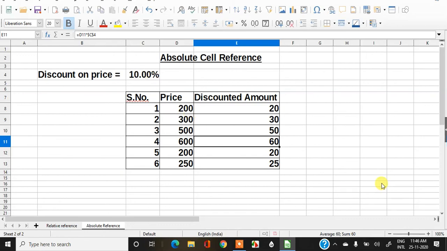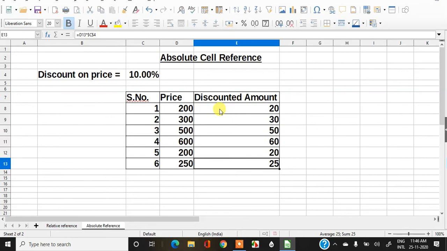This is called absolute cell reference. The remaining ones are also like this. You have the price as D12, and this is again the same. Again down, the last entry is D13, and in the formula you are applying, this is again constant. So this is called absolute cell reference.